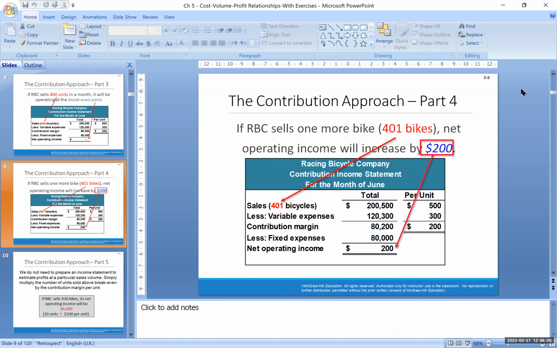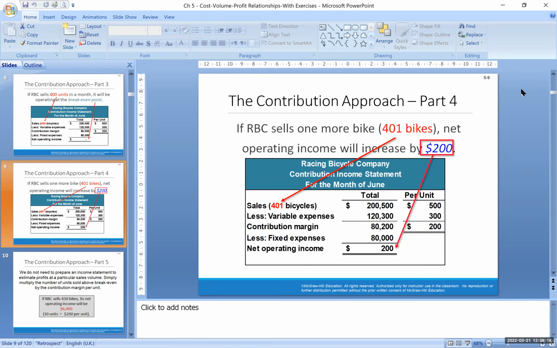We can do the income statement for the whole units. Again, 401 times the price, which is 500. This represents the sales, and the amount is $200,500.